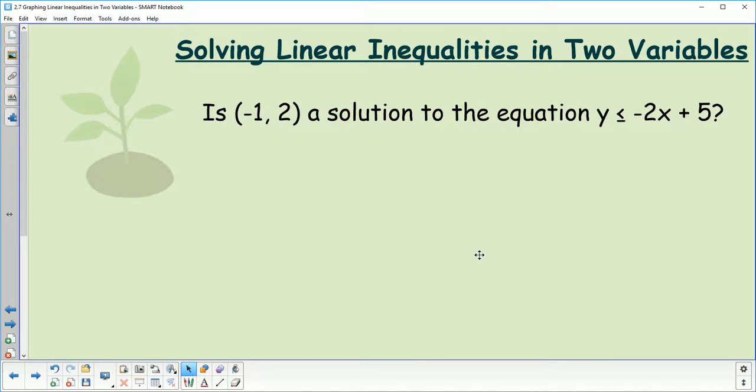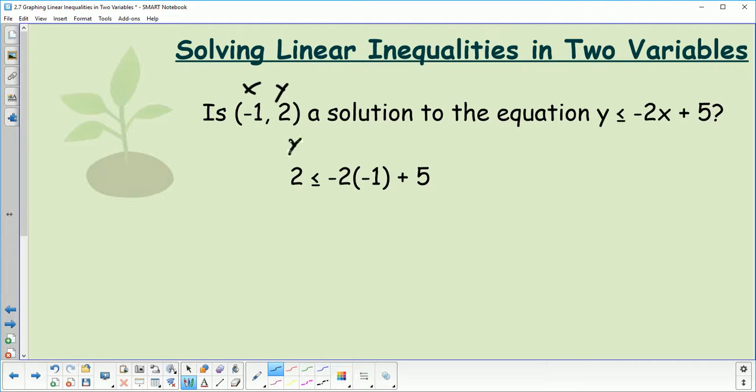So we would ask, is negative 1, 2 a solution to the inequality? Well, I'm going to tell you right now, this point is not on the line that we would actually graph if we did y equals negative 2x plus 5. But we're going to see if it's a solution. So we do that by, remember, this is an x and this is a y. So we plug those two values in.